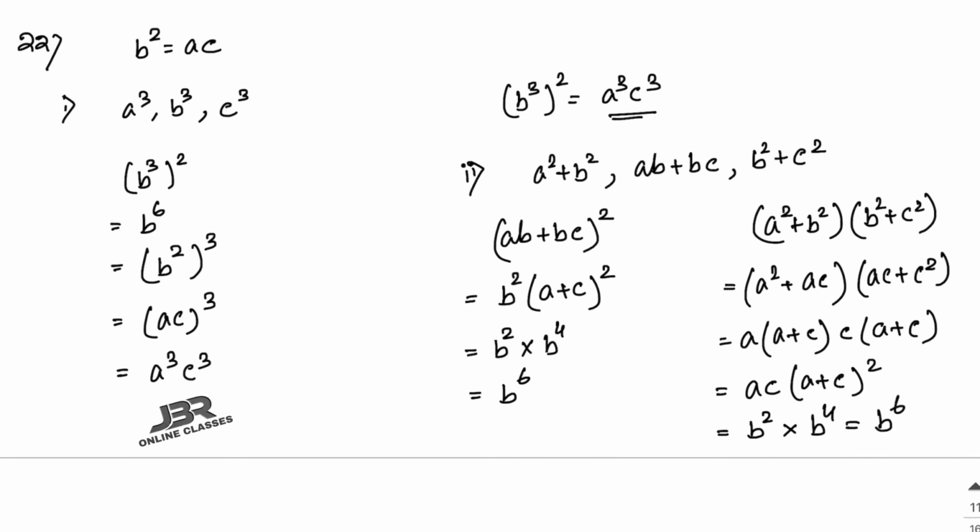So both sides are equal, that means left hand side and right hand side are equal. So these three numbers are also in GP.